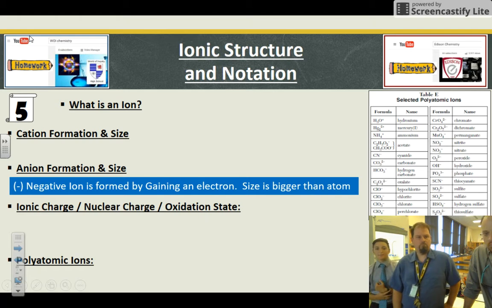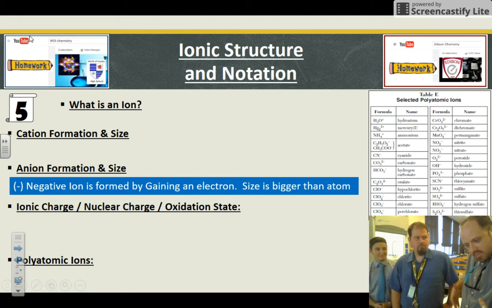The size of the atom. If I slap on a few extra pounds, I'll get bigger. Slap on a few electrons, you'll get bigger too.